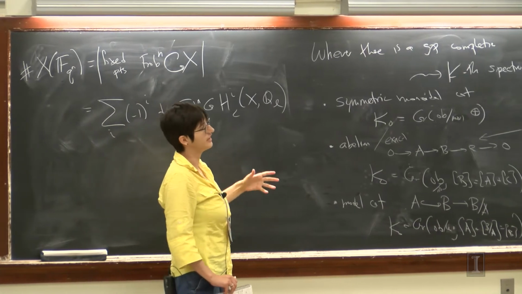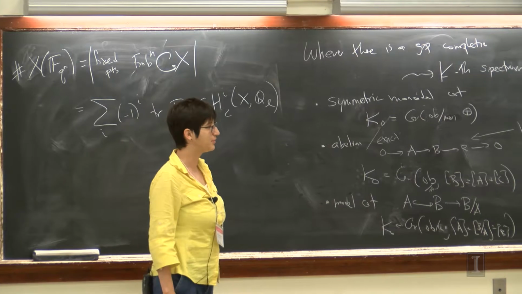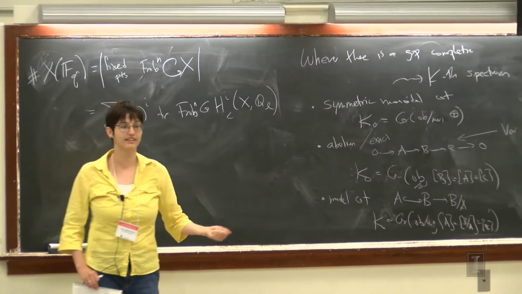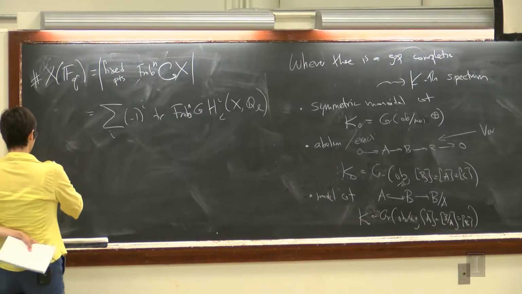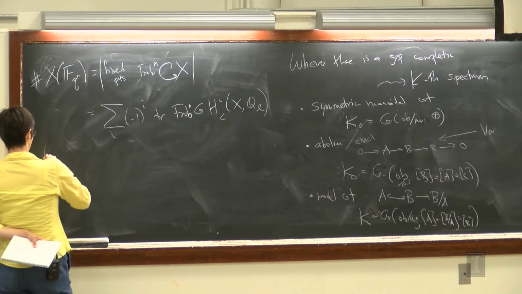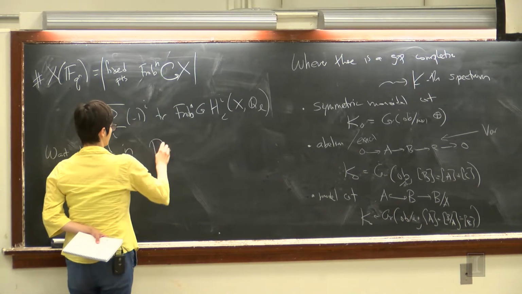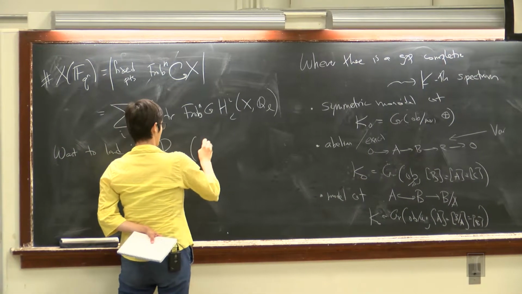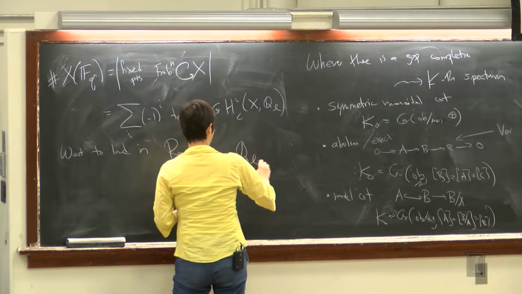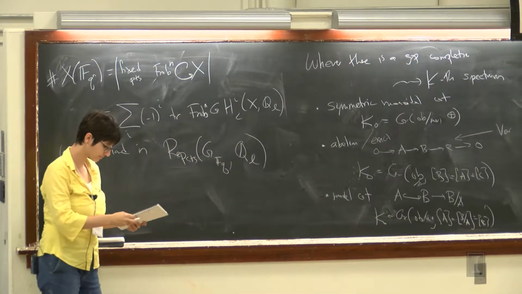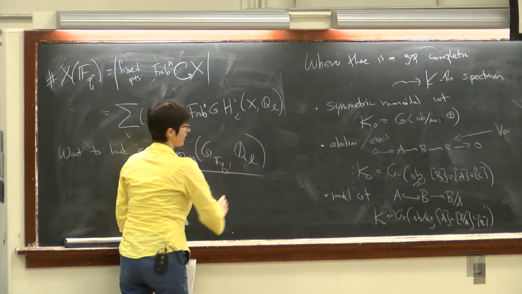But in fact, it's actually slightly easier, instead of just remembering Frobenius, to remember the entire absolute Galois group of F_q acting. So we're going to remember that. So we want to land in the continuous representations of the Galois group of F_q on Q_l vector spaces. So this is where we want.